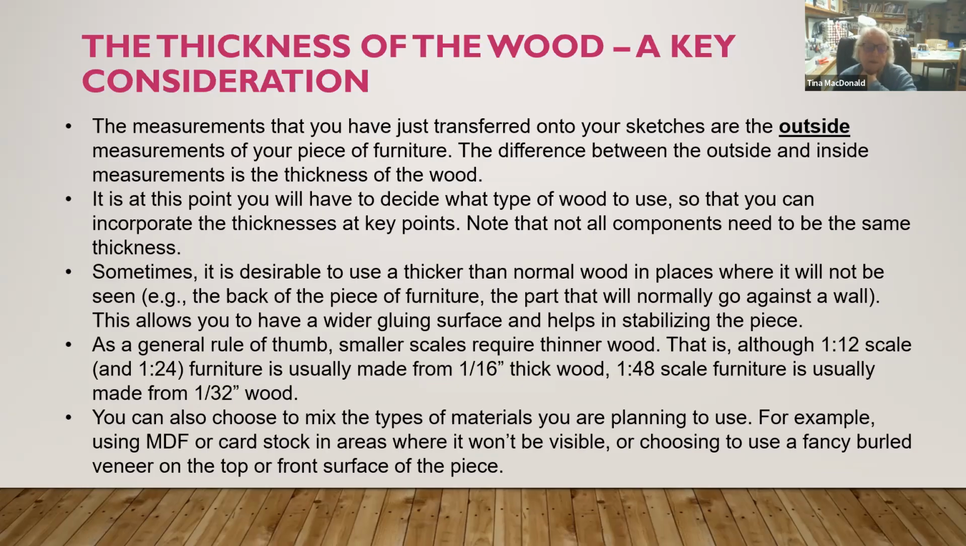Not all components need to be the same thickness. And sometimes at the back, this is something I did a lot when I was on that TV show, I used a thicker piece of balsa for the back of things, because that gave me a nice wide place I could glue. Generally, smaller scales require a thinner wood. And you can also choose to mix the types of materials you're planning to use, remembering what it's going to look like at the end. Some pieces might be hidden, so you can use MDF. MDF is a good choice for the back of something. Or you could choose to use fancy veneers.